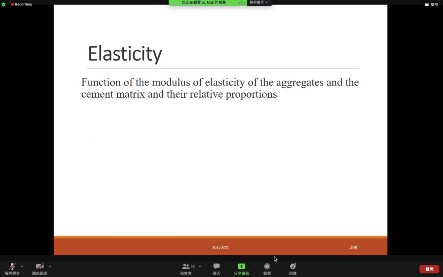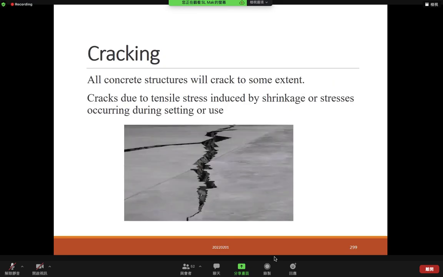Elasticity is a function of the modulus of elasticity of the aggregate and the cement matrix, and their relative proportions. Cracking: concrete structures will crack to some extent. Cracking is due to, as I mentioned, tensile stress, shrinkage, or stress occurring during setting or use, the mixing method, or improper composition.